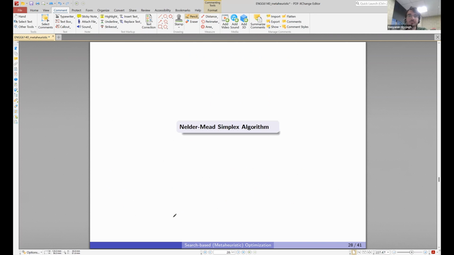It's interesting. Another algorithm is the Nelder-Mead Simplex algorithm. So far we talked about the genetic algorithm, PSO, and simulated annealing. The Nelder-Mead algorithm is slightly different. It's also a metaheuristic or heuristic optimization algorithm, but it's slightly different.